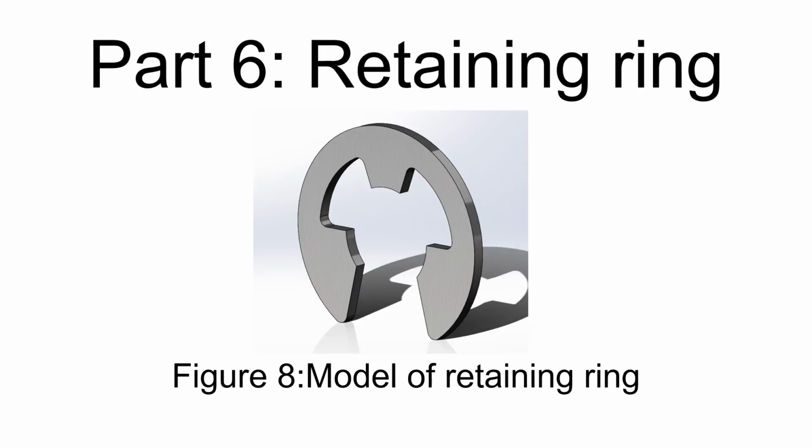This is the retaining ring. It sits at the very end of the main shaft to keep the blade hub from coming out. If you put any kind of pressure on the top of the blade hub, the retaining ring will keep it from just slipping right out.